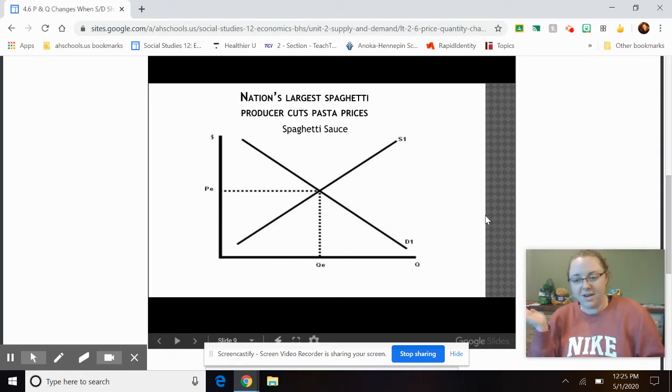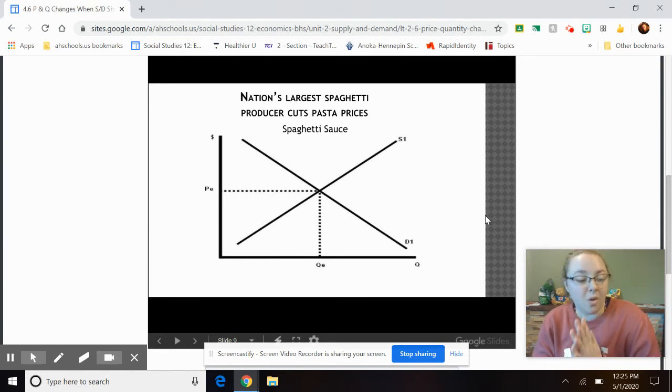Okay, what effect is that going to have on spaghetti sauce? Well, what is spaghetti sauce to pasta? If you said a complement, you're correct. So it's a related good, it's a complement. So we know that a related good complement is on the tires, which means that it is a demand shift.